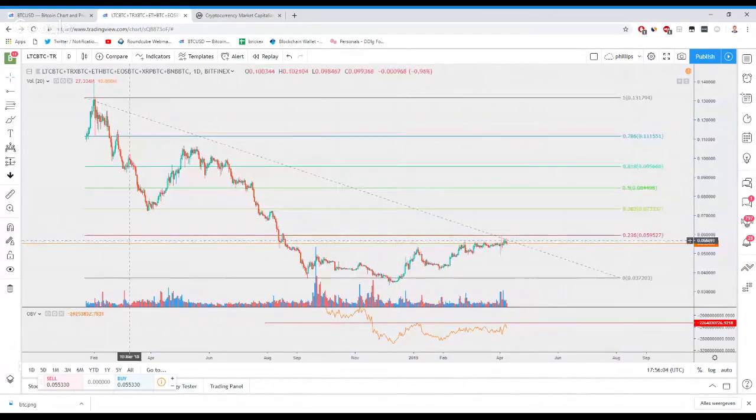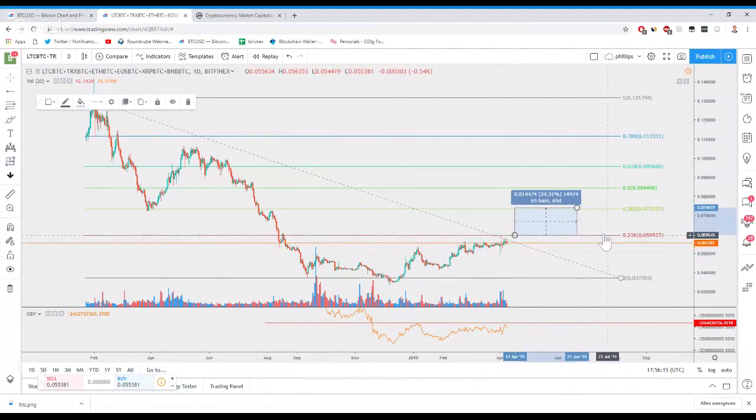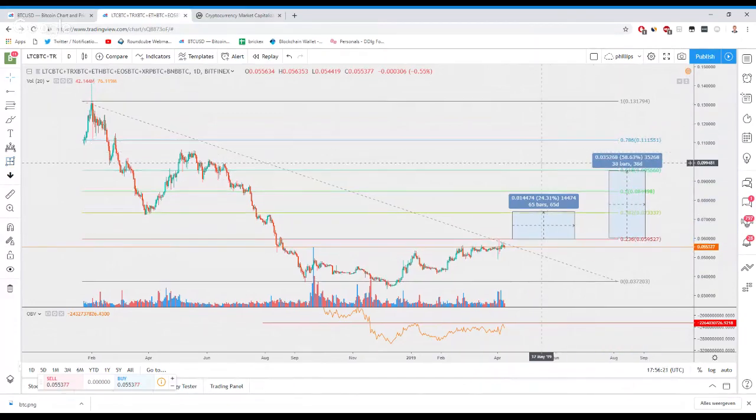This would coincide with a breakout of the actual 236 Fibonacci level. And by then we can start looking at a proper alt rally. First target being the actual 382, but I wouldn't be surprised if we manage to go to the 618 either. So I'm gonna keep you guys updated on that as well. Very interesting to see what happens over the course of the next couple days.